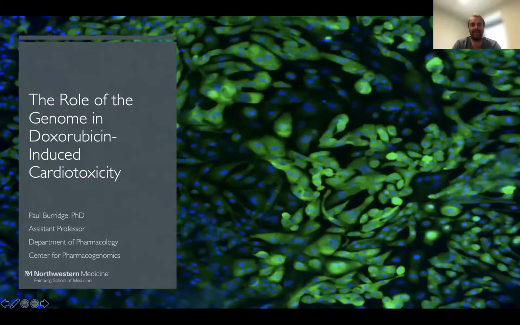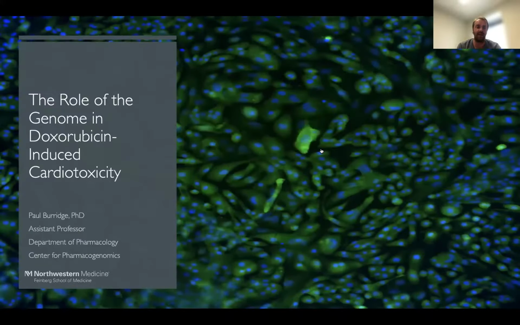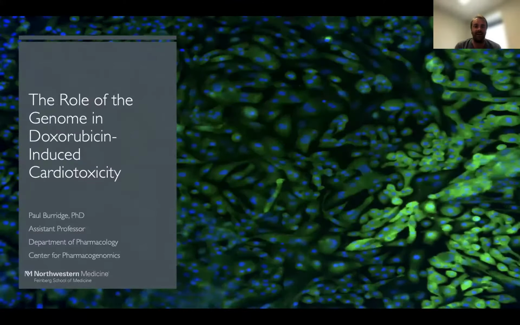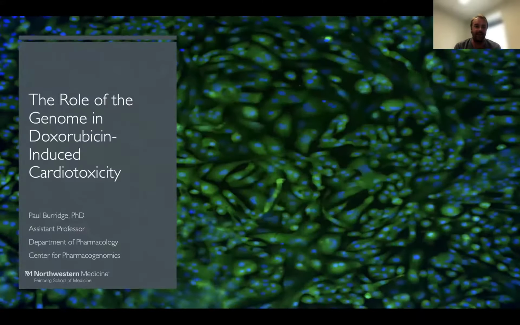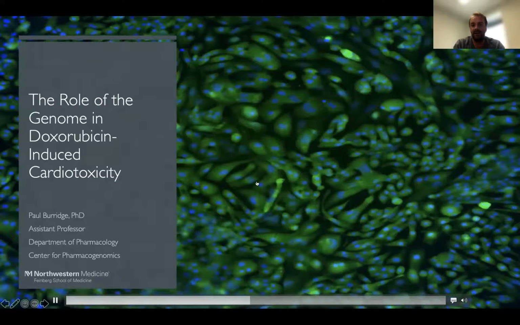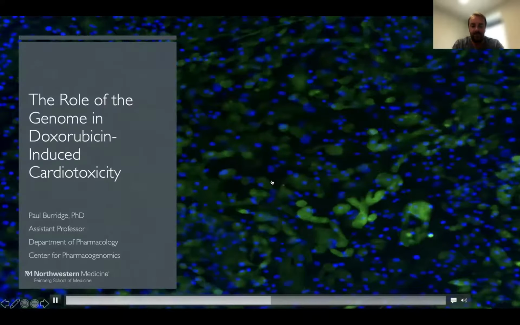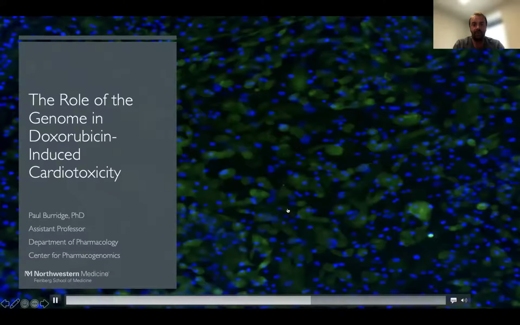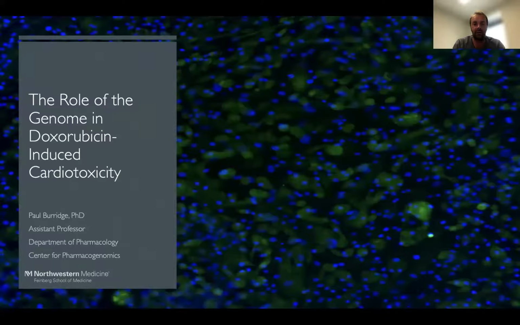Okay, great. Thanks for that introduction. Sorry, it's a bit of a mouthful. So here is a continuation, some more calcium imaging of iPS cell-derived cardiomyocytes. I'm going to talk exclusively about our in vitro model using iPS cells to model doxorubicin cardiotoxicity.